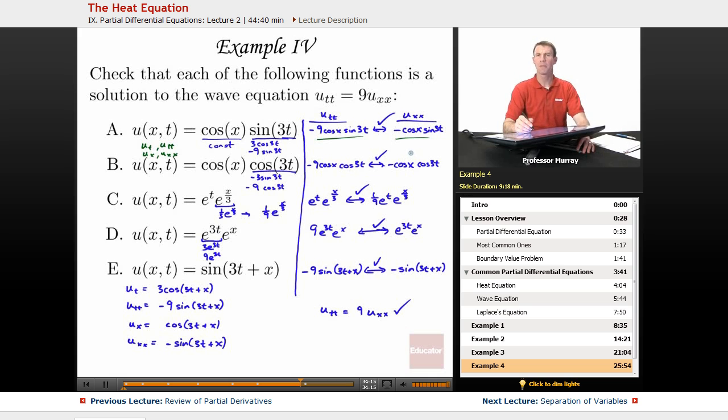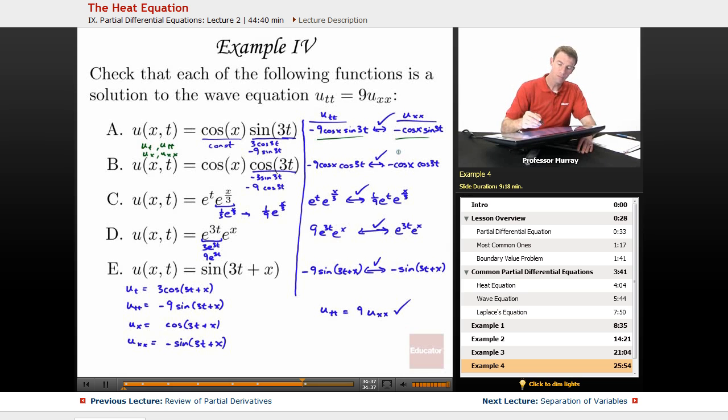The important thing to remember when you're taking these partial derivatives is that whatever variable you're differentiating with respect to, you want to hold the other variable constant. So, for example, when I took the derivative with respect to t, I hold the x part constant. So even if I have cosine of 3x or something like that, it just comes down as one big constant.